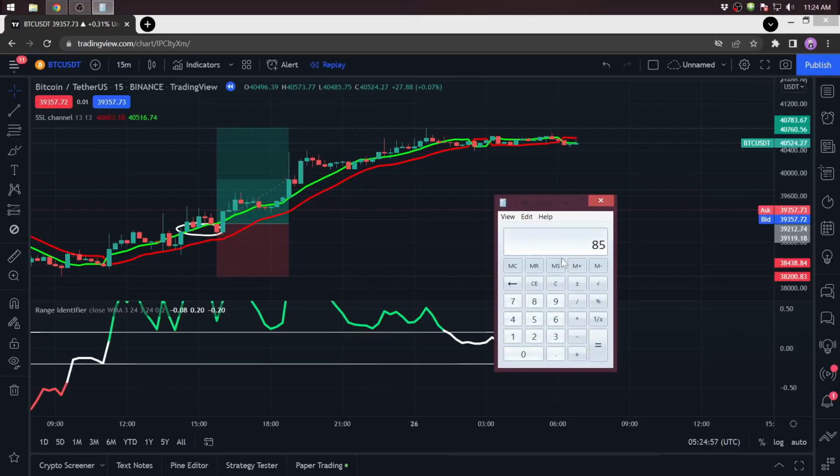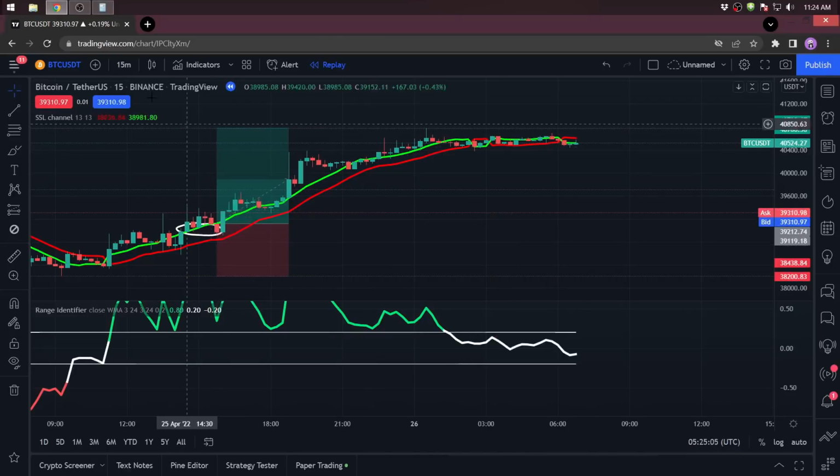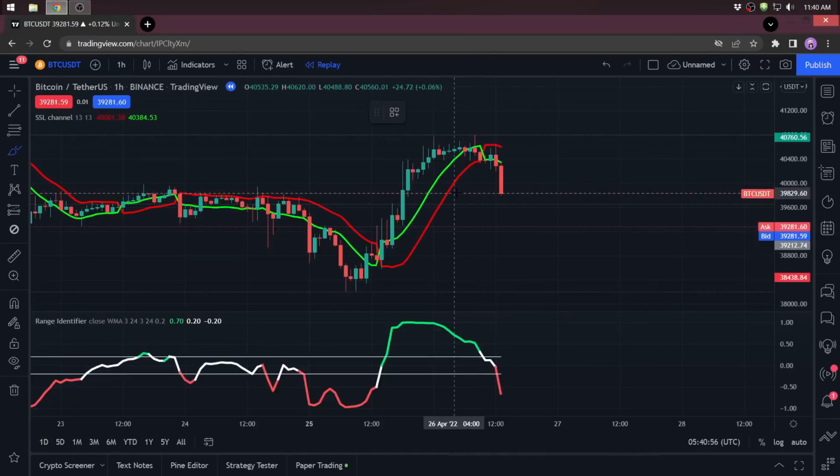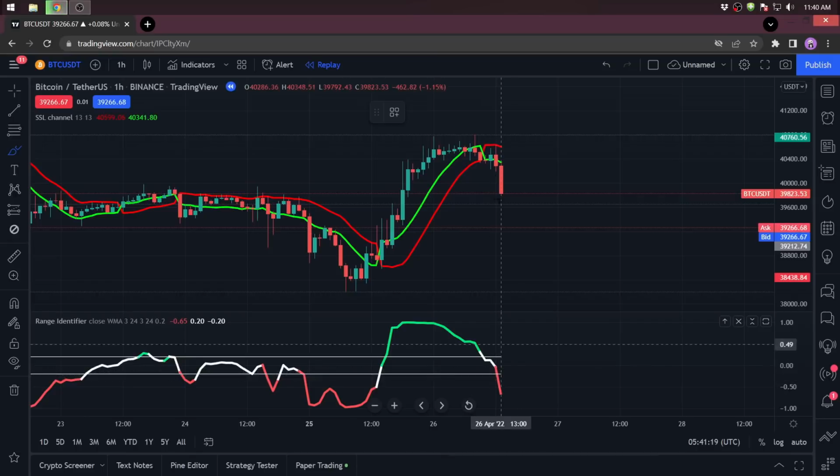So let's go with a sell signal. I again come back to the 1 hour time frame. In this chart you can see the SSL red line is crossing up the green line, and at the same time the range identifier price is below the lower threshold and the range line color is red. That means it's our entry point for a sell signal.